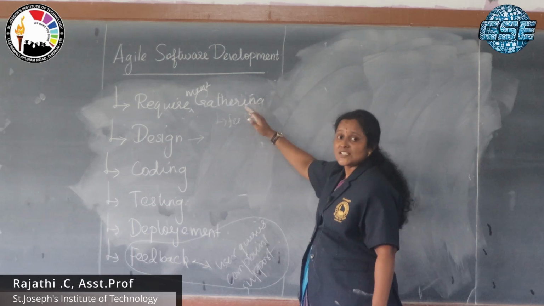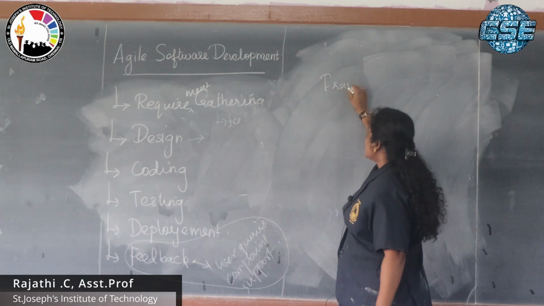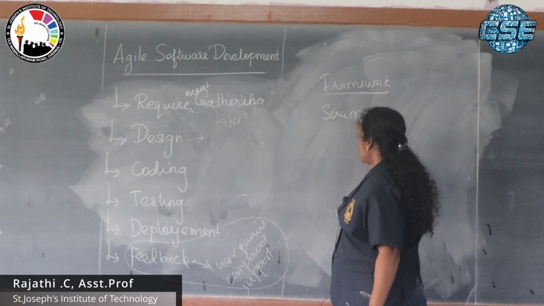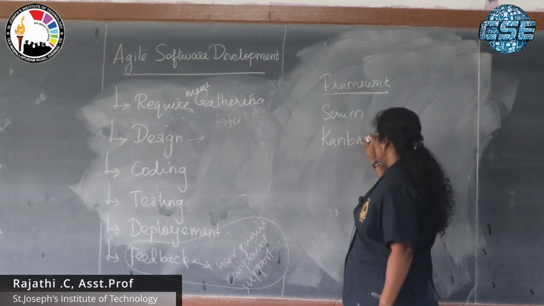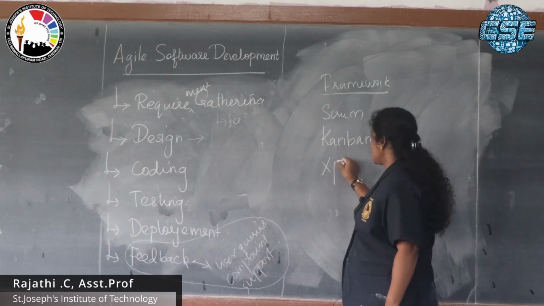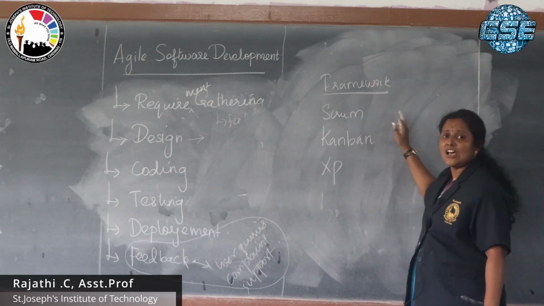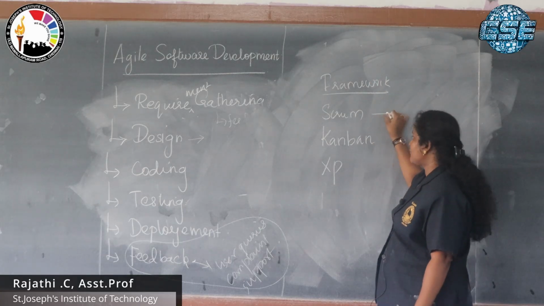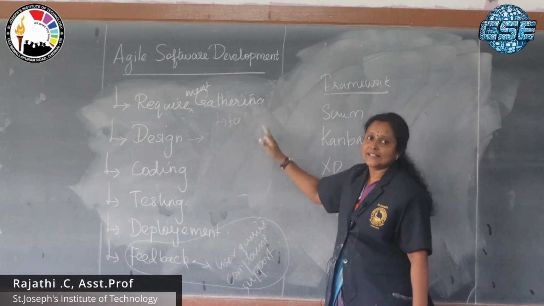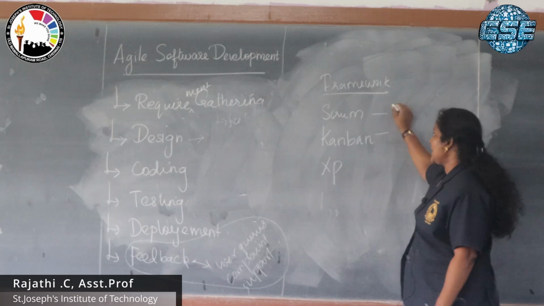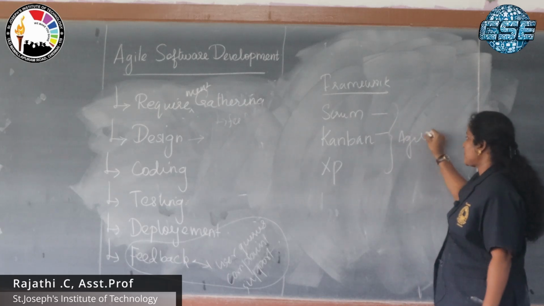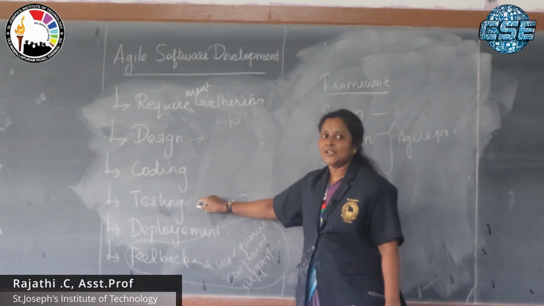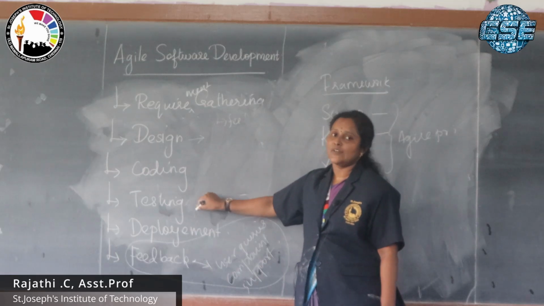Apart from this, we have frameworks for agile. The famous frameworks for agile are Scrum, Kanban, and XP. These are the famous frameworks involved in agile software development. Every framework follows all these development life cycles as well as the agile manifesto and agile principles, right? In testing also, we have multiple quadrants and strategies to handle agile software testing phases.